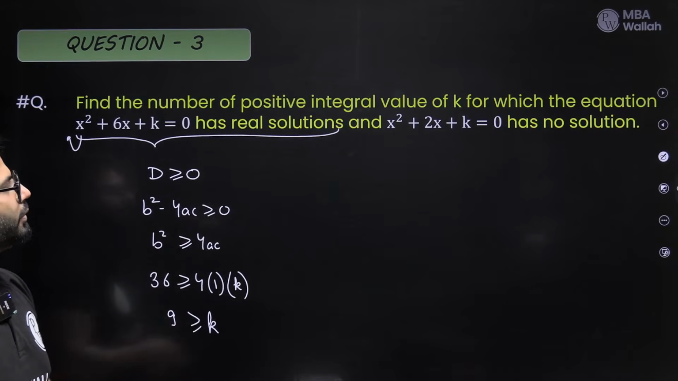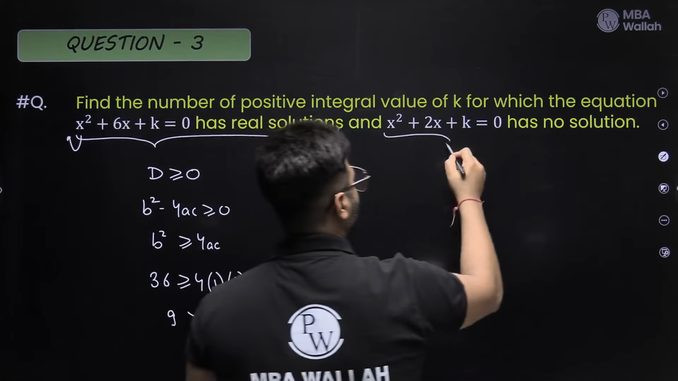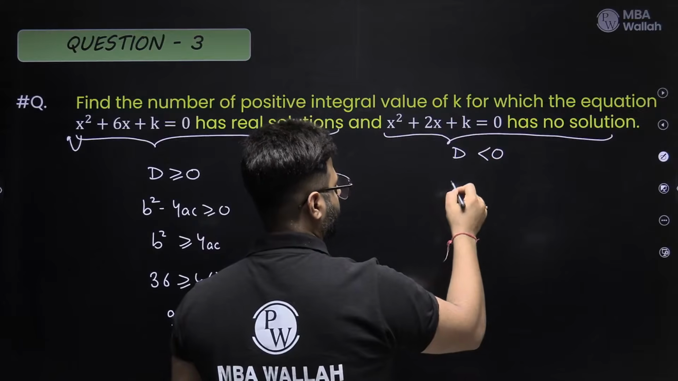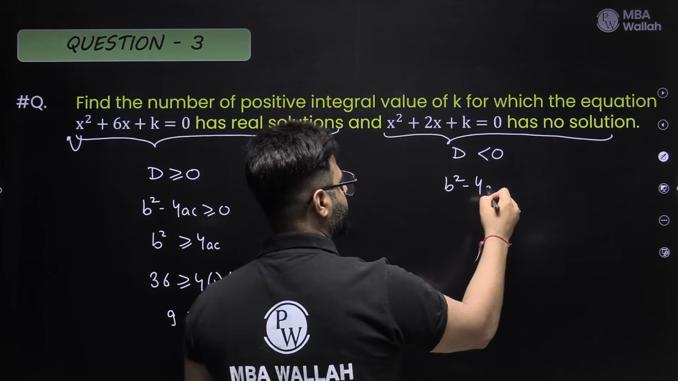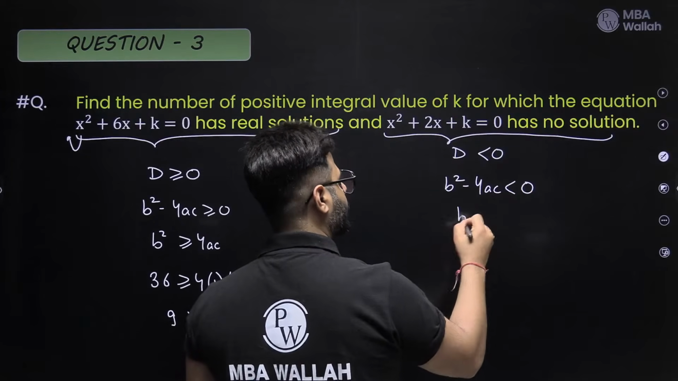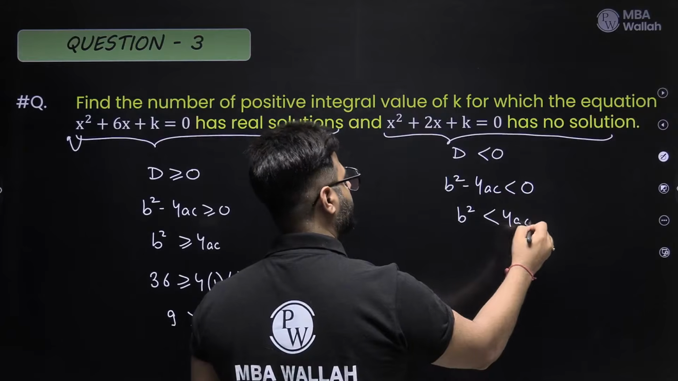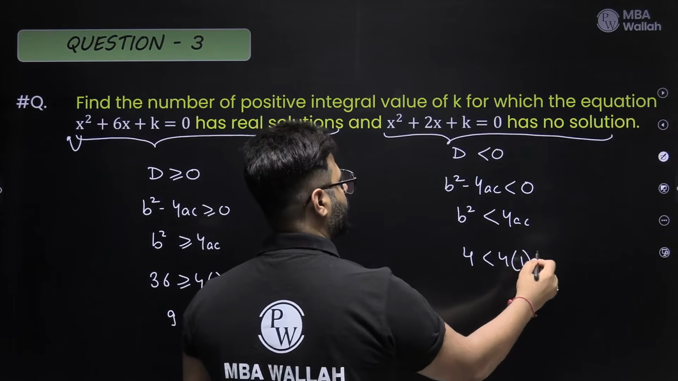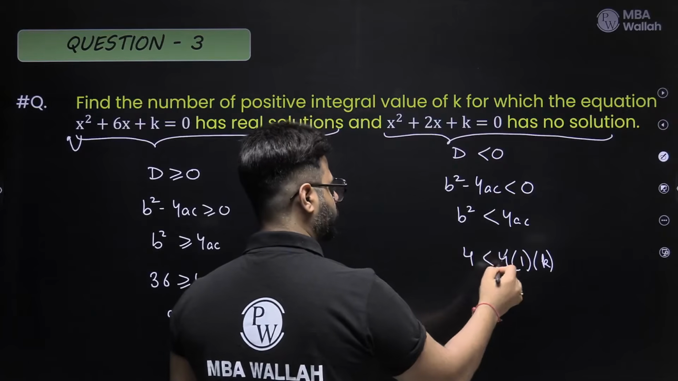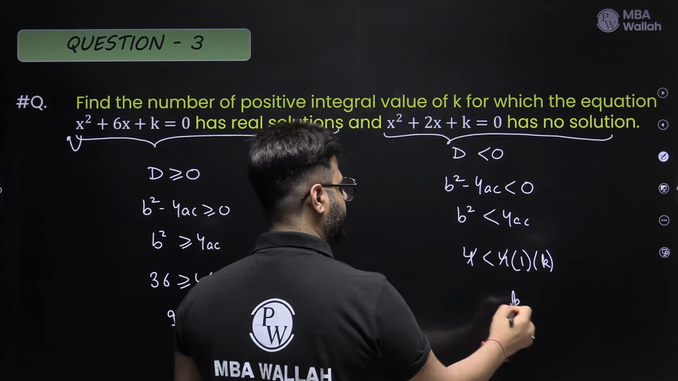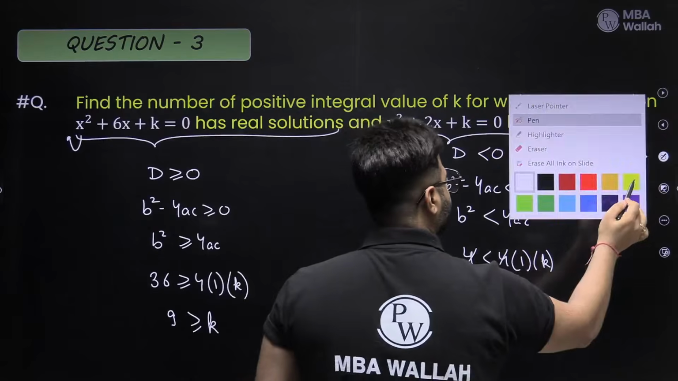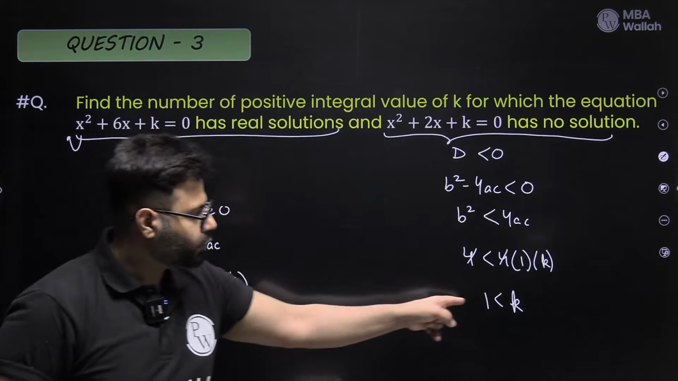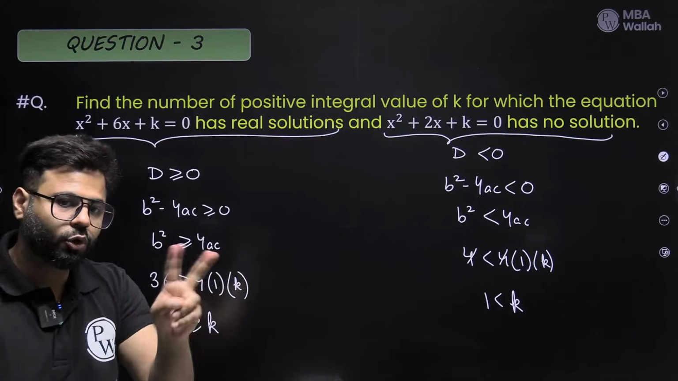What about that? And this has no solution. No solution means the D over here is less than 0. Now again, b square minus 4ac is less than 0, b square is less than 4ac. b square is 2 square, that is 4, less than 4, a is 1, c is k. So 4 and 4 get cancelled. k is greater than 1. So now guys, the idea is k cannot be equal to 1. It has to be greater than 1. So it will start from 2, isn't it?